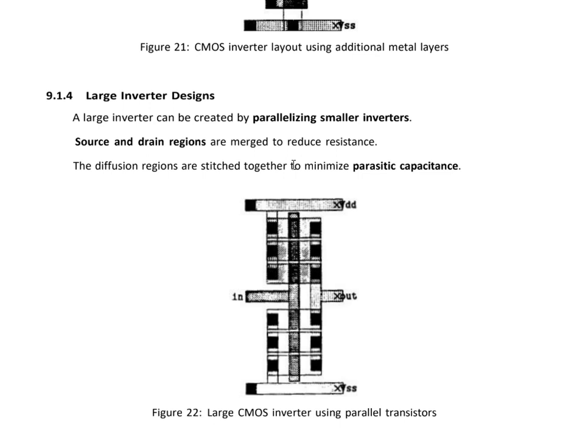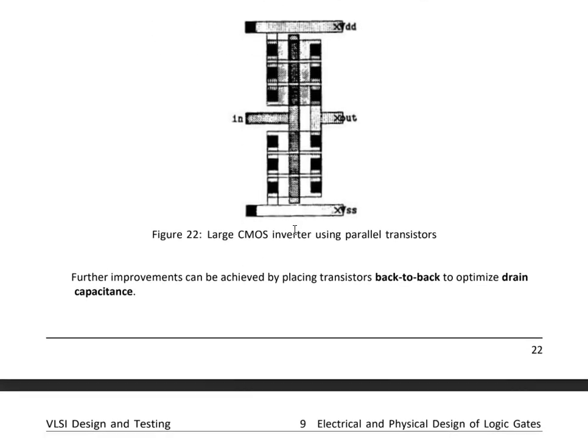And next is the large inverter design. A large inverter is designed by parallelizing these small inverters. So here you can see the source and drain are merged to reduce the resistance, and the diffusion regions are stitched together to minimize the parasitic capacitance.